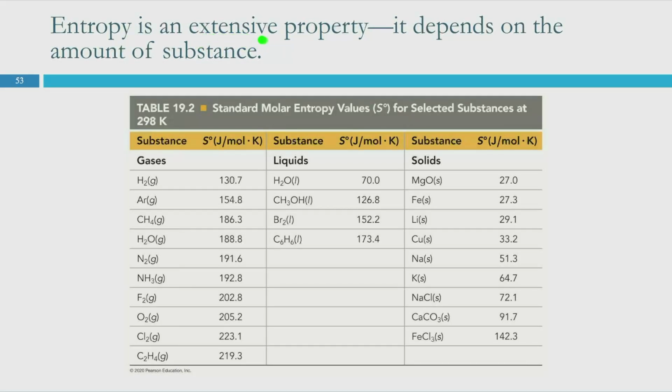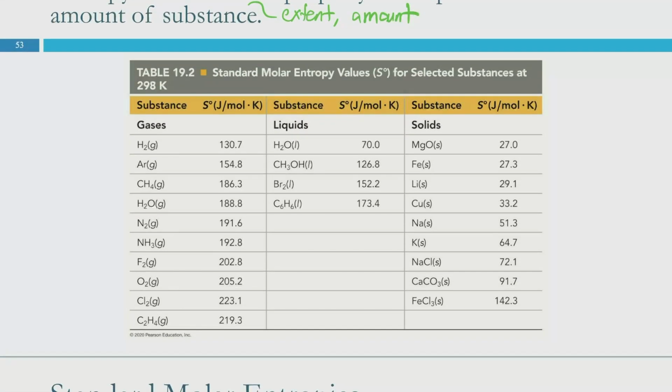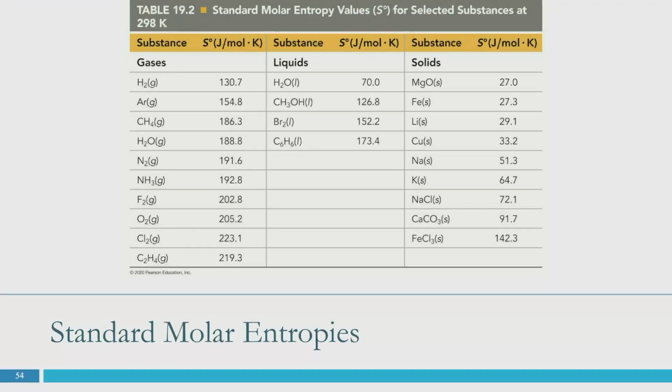Entropy is an extensive property. It depends on the extent, or the amount that we have. So if you've got a small amount, it's going to be a smaller amount. If you've got a big amount, it's going to be a bigger amount. The other type of property is an intensive property, like density. If I have a small amount of wood, that's going to have the same density as a big amount of wood, assuming it's the same wood. So that's intensive versus extensive. For an extensive property, a small amount, less, big amount, more. Like mass would be another extensive property. So we've got a per mole bit in here for that.